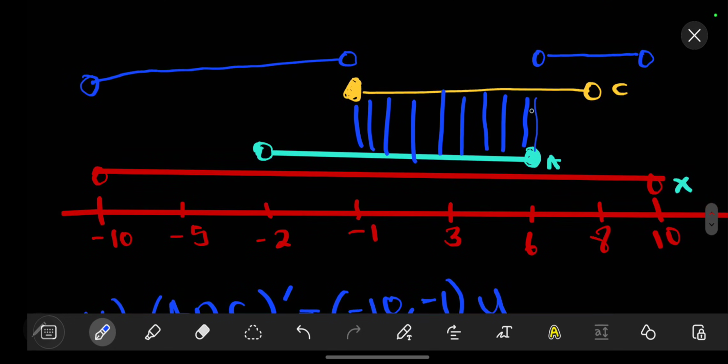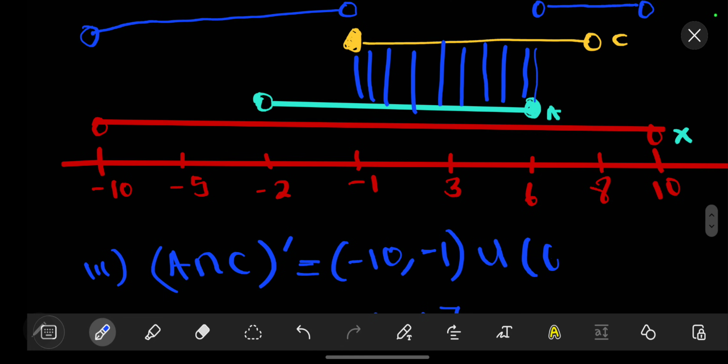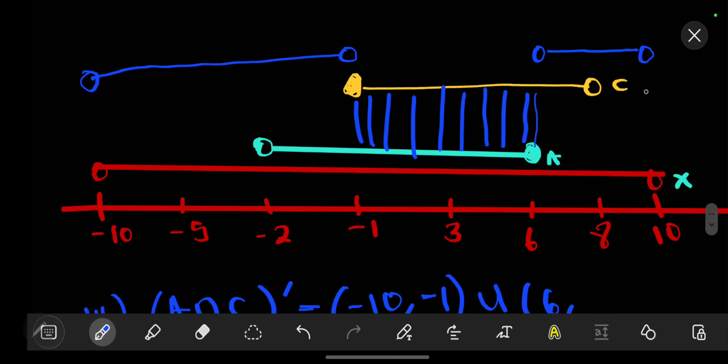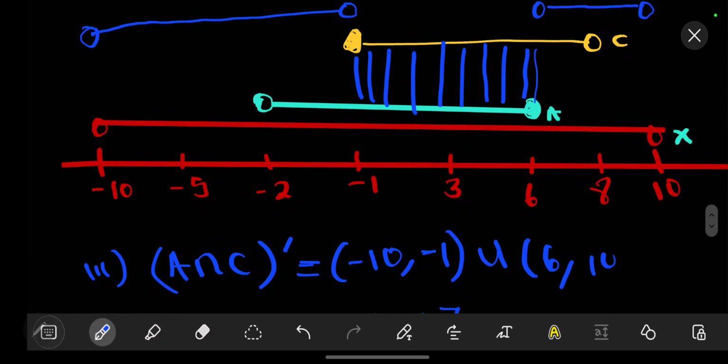Then we are going to say union of, beginning from our 6. So we can say 6 comma until we reach 10. So 10 should not be included since it is not included in the universal. So we have a 10 like that. So this is how we shade.